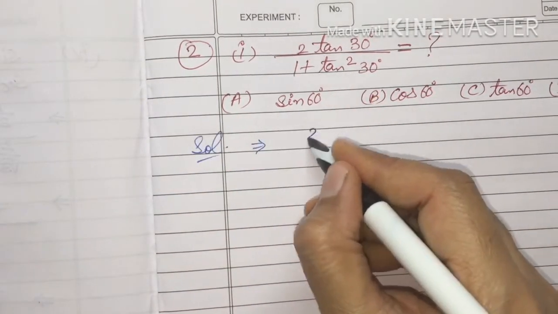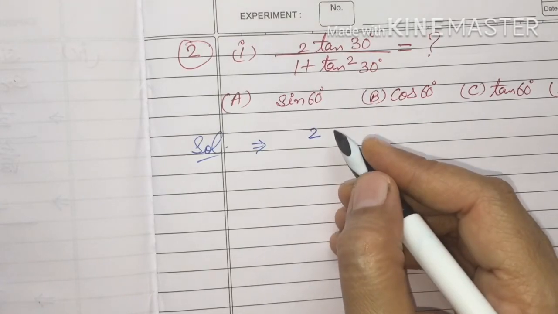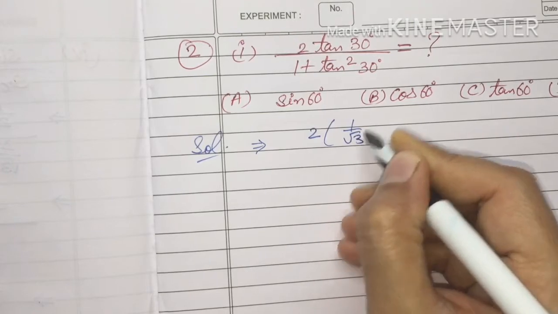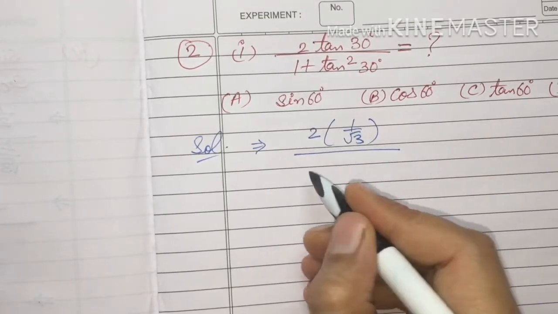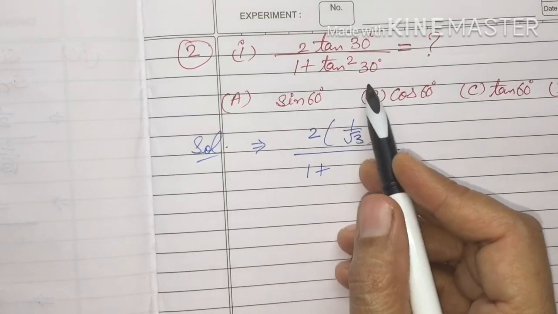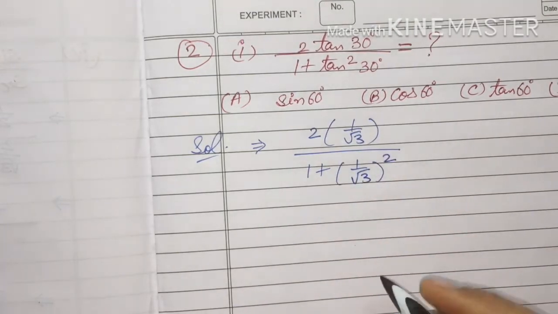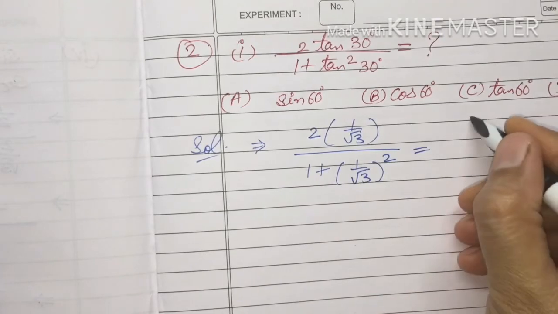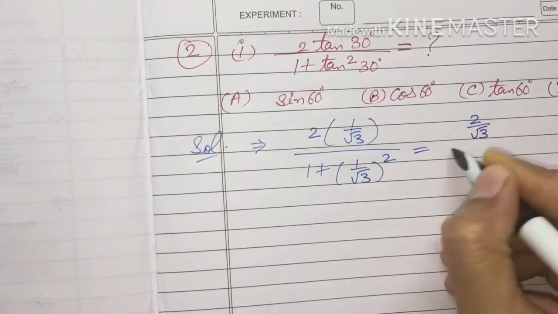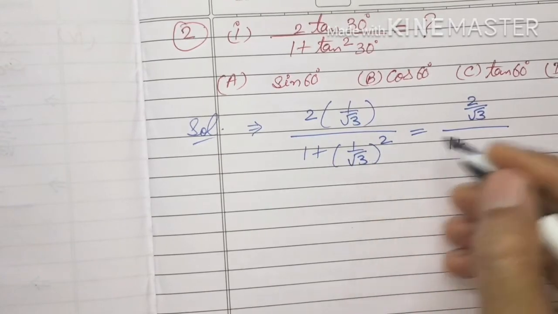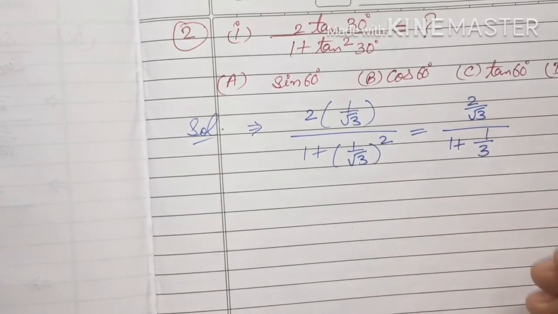We will put the value of tan 30 degree. So tan 30 degree is 1 upon root 3. In the denominator 1 plus tan 30 is there but square of that, so 1 upon root 3 and square of that. Now we will solve it. 2 upon root 3 in the numerator, and first we will do the square of that, 1 upon 3.